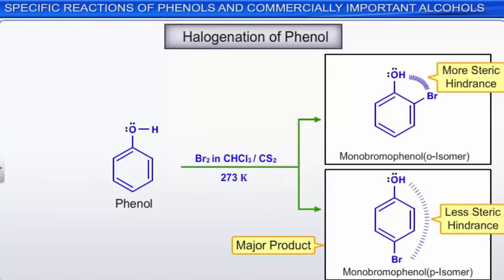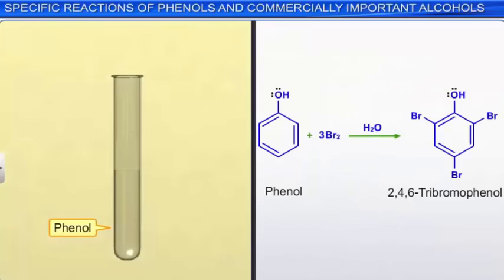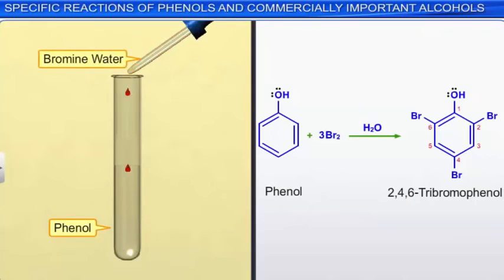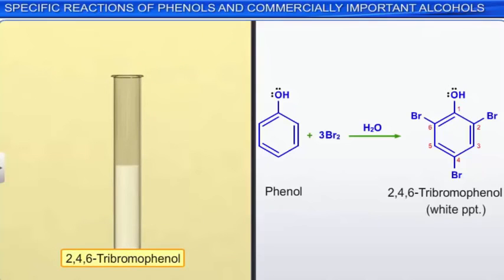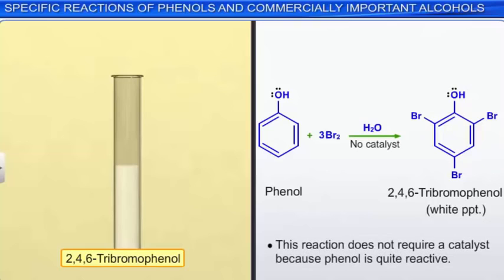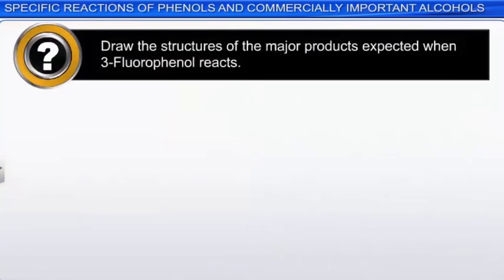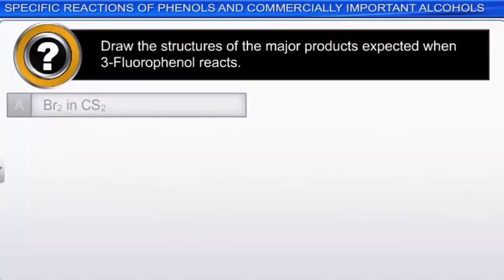Alternatively, if you treat phenol with bromine water, 2,4,6-dibromophenol is produced as a white precipitate. The equation is shown here. Again, this reaction does not require a catalyst because phenol is quite reactive. Can you solve this problem on your own? Draw the structures of the major products expected when 3-fluorophenol reacts with bromine in carbon disulfide and with bromine water.